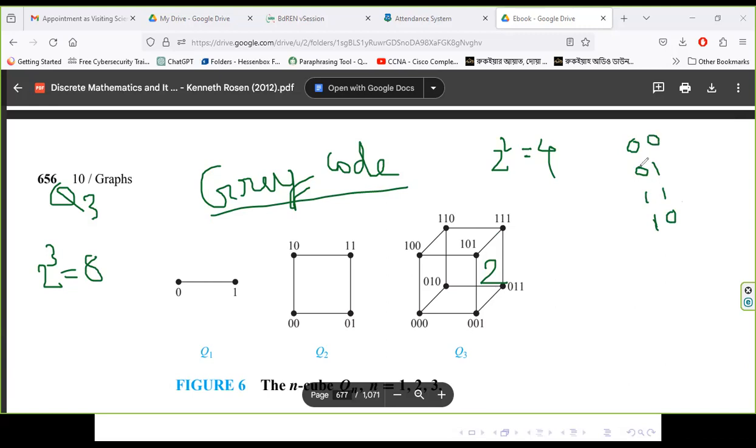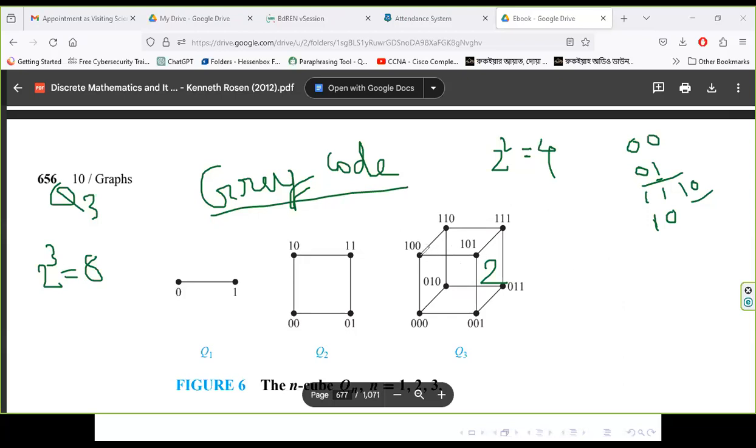You can say 0 0, 0 1, so 1 bit changed. 1 1, 1 same, 0 is changed to 1, then 1 1, 1 same, 1 is changed. But if you write here 1 0, you can see 2 bits will change at the same time. Got my point? Yes, sir.